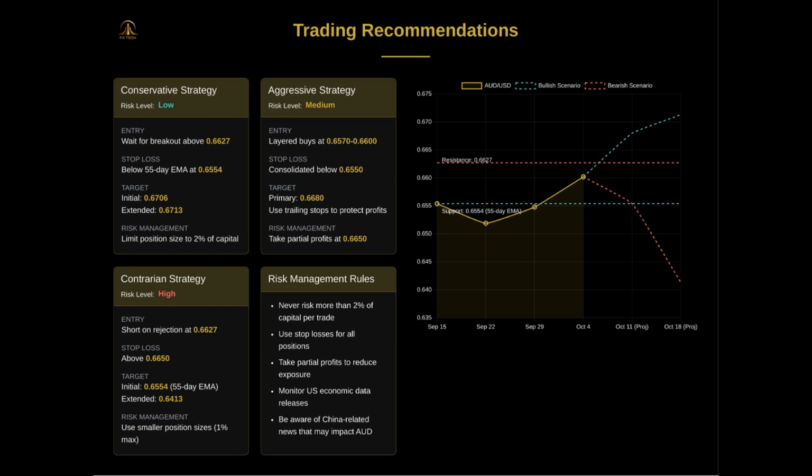For contrarian traders, look for shorting opportunities if price fails to break above 0.6627 and shows rejection patterns, with stops above 0.6650 and targets at 0.6554 and 0.6413.